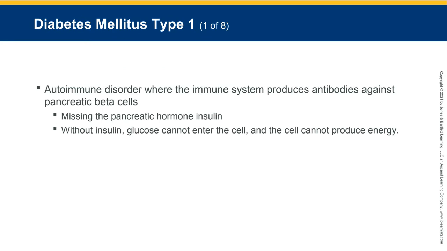So let's look at them more in depth now. Diabetes mellitus type 1 is an autoimmune disorder where the immune system produces antibodies against the pancreatic beta cells. Autoimmune means the body is destroying itself. Missing the pancreatic hormone insulin, glucose cannot enter the cell, and the cell cannot produce the energy that is required for it to metabolize.